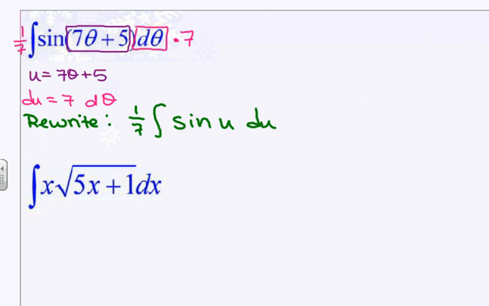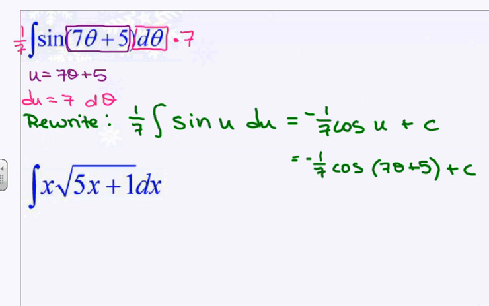Then we go ahead and take the antiderivative. The antiderivative for sine is going to be minus cosine, so we'll have a minus 1/7 cosine of u plus c. And then we can go ahead and plug back in for our u. We have negative 1/7 cosine. Our u function was 7 theta plus 5, and plus c.